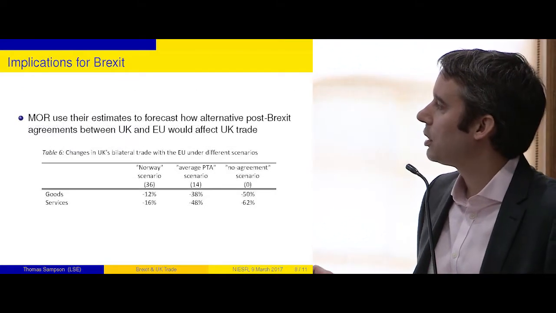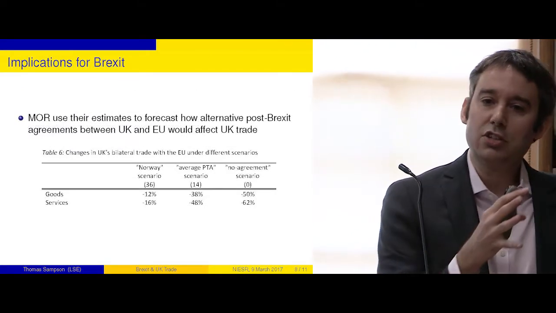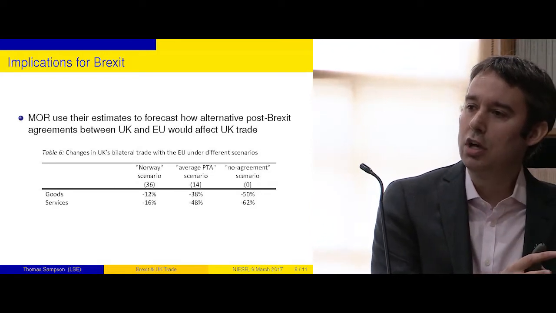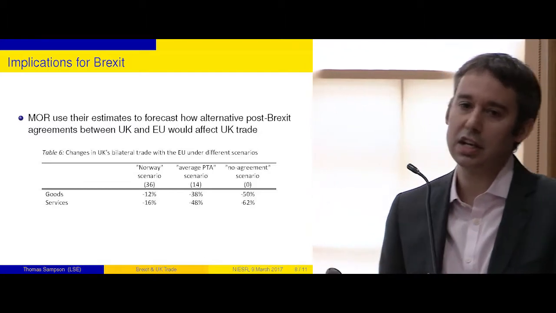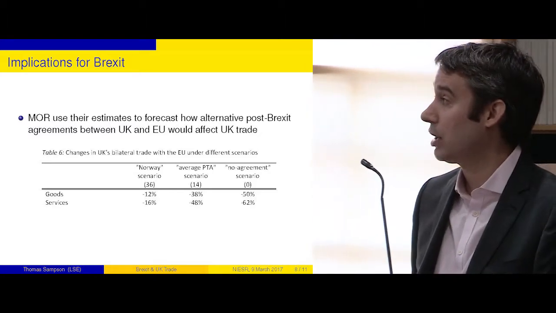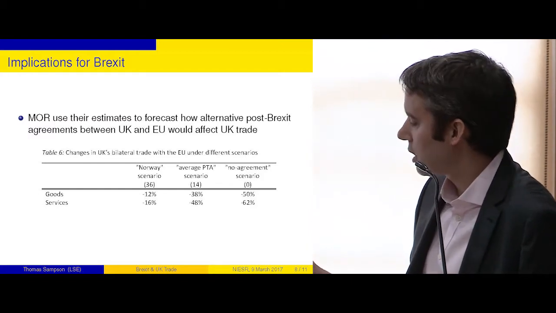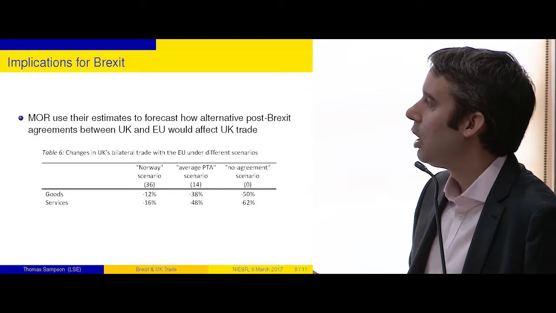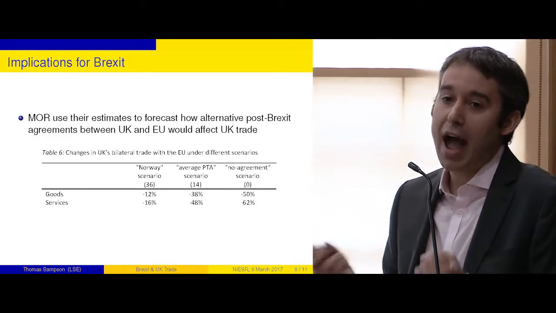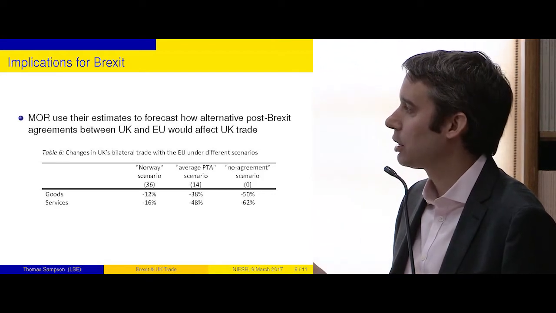Using these estimates, the final exercise they then do is say, well, what if we change from our current relations with the EU to other examples of types of preferential trade agreement that are in the data set? How would that affect the UK's trade in goods and in services? There are three scenarios they consider in this table. The single market scenario, the Norway scenario. Then what happens if we strike the average type of free trade agreement with the EU? And what happens if there's no agreement?